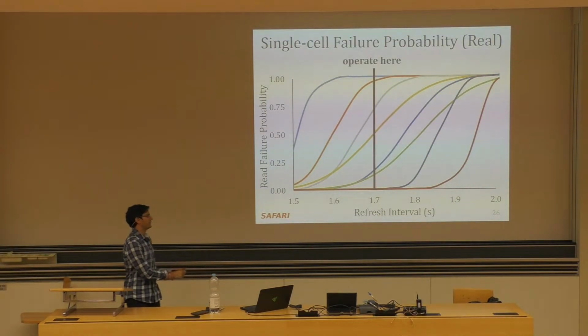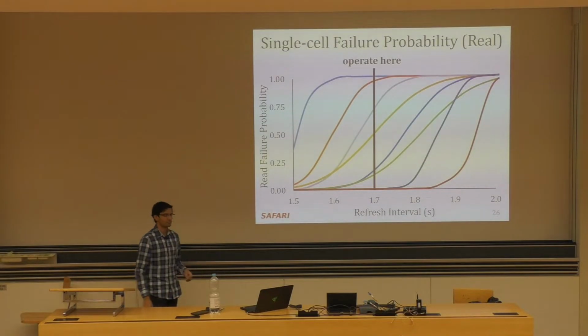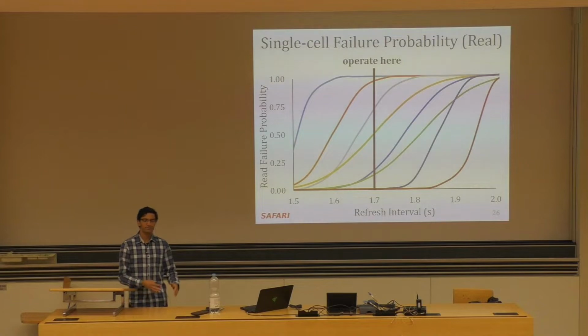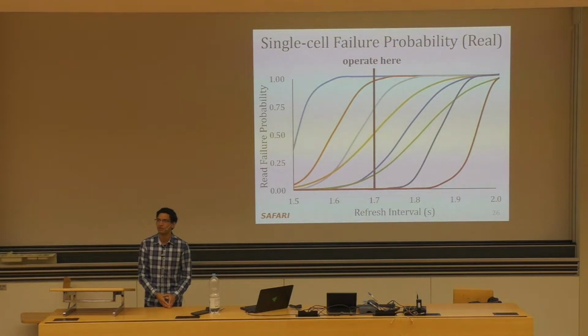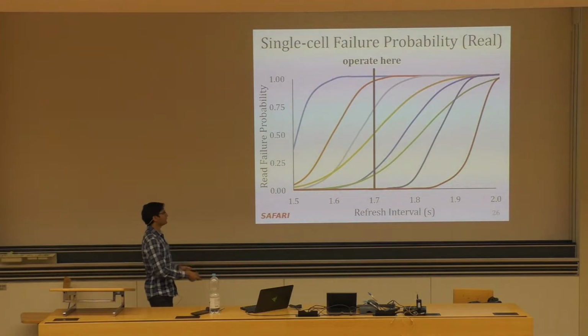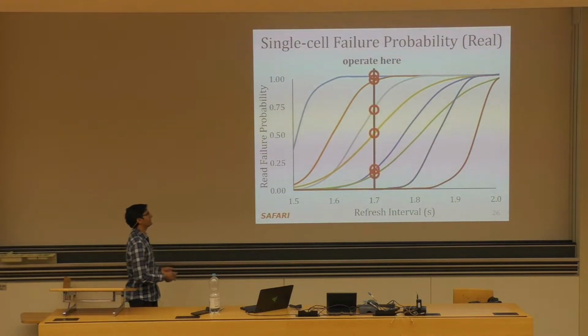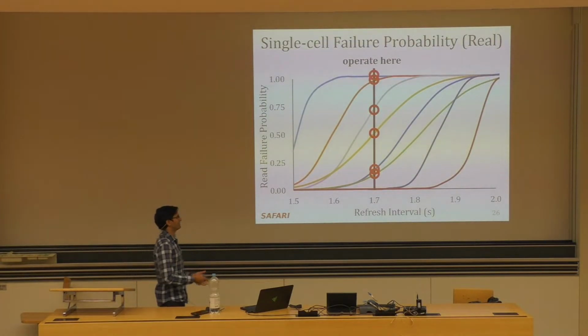So let's say we want to operate at a refresh interval of 1.7 seconds, which is considerably higher than the default of 64 milliseconds. And therefore, it significantly reduces the amount of refreshing we need to do. And therefore, it reduces the performance overhead of refresh significantly. So here we'll observe that there are many cells that happen to fail, right? And we actually have 6 cells that fail with a non-negligible probability of failure.